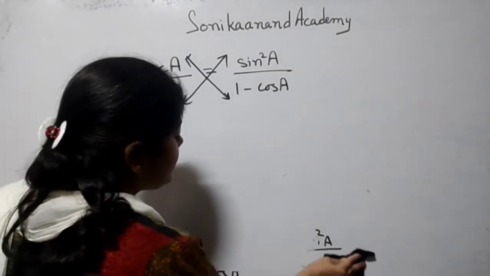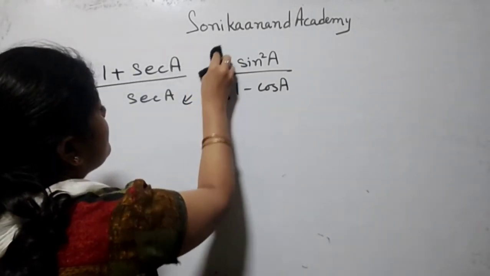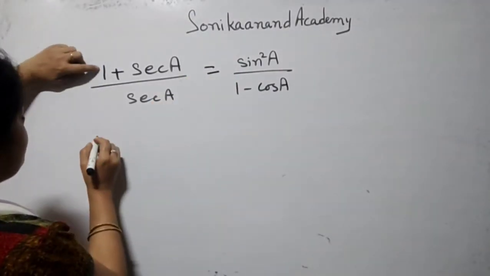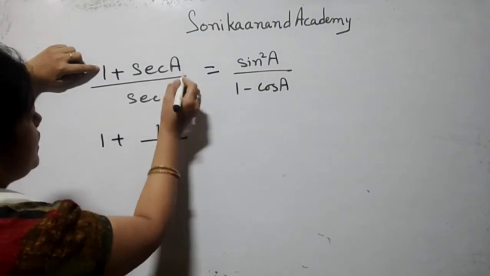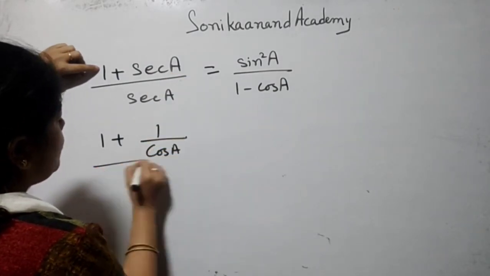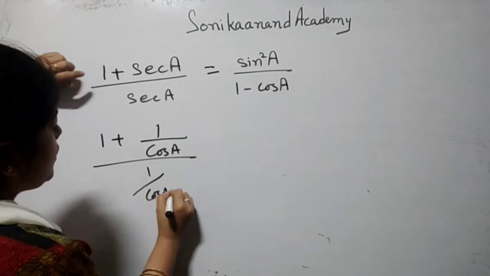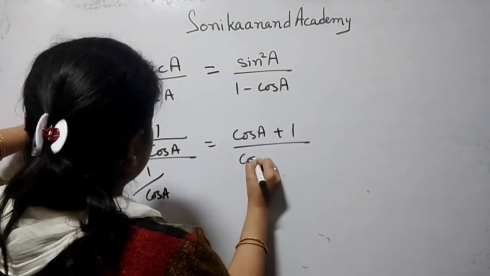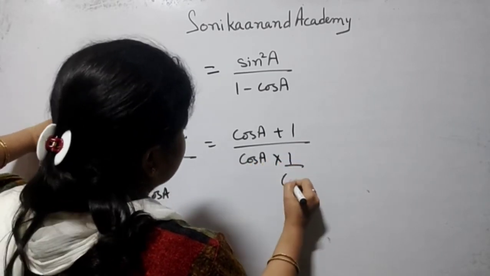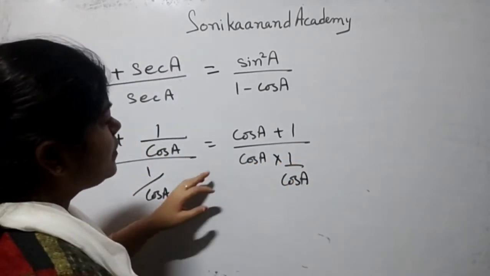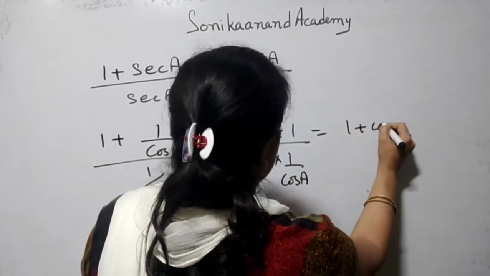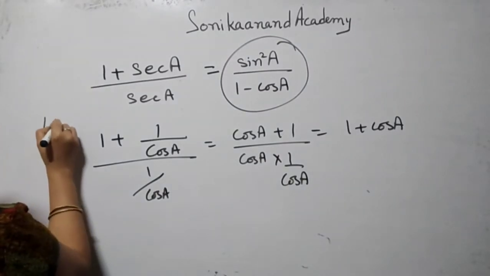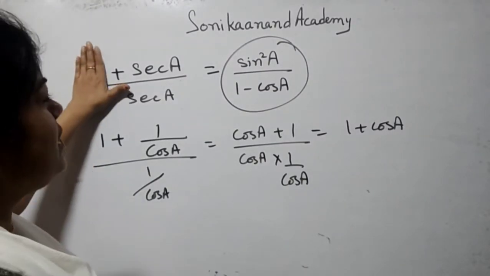In trigonometry there are a lot of formats from which we can reach our goal. It's up to you which one you use. For example, here we simply converted sec a to 1 by cos a. So what we have is cos a plus 1 over cos a into 1 over cos a. So what we get is 1 plus cos a. So this is our left hand side.